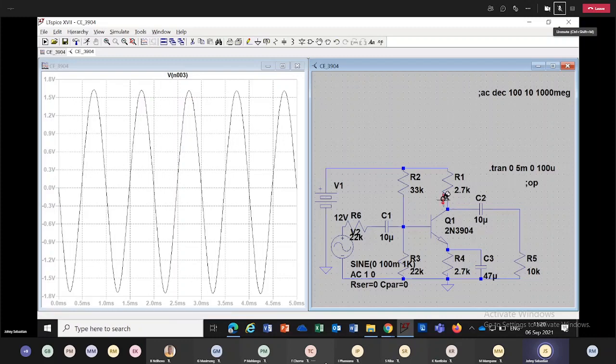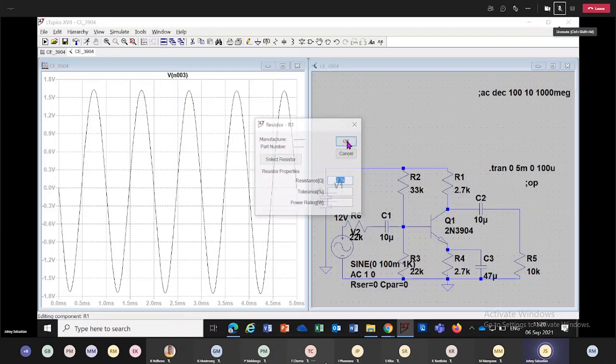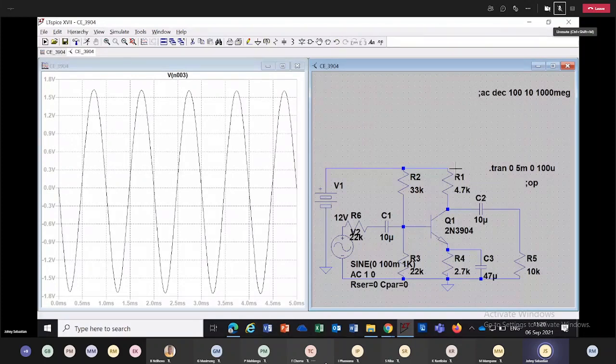Now I am going to increase the value of RC to 4.7K. Remember, now what happens? Same amount of IC flowing, RC becomes bigger. So IC times RC is going to be bigger. We'll see that now.